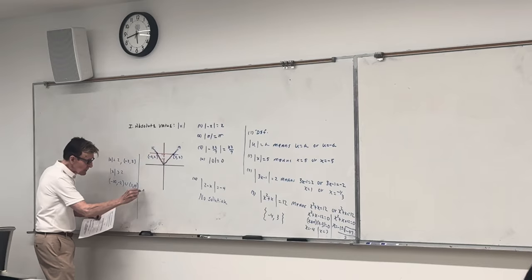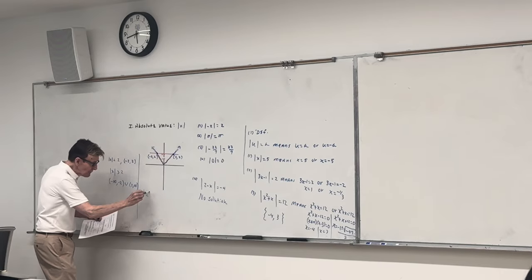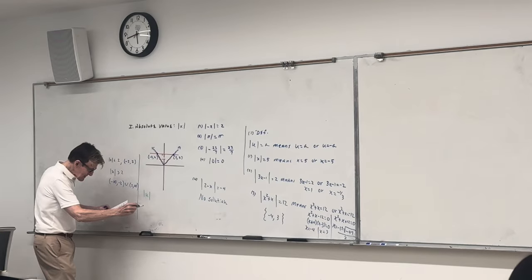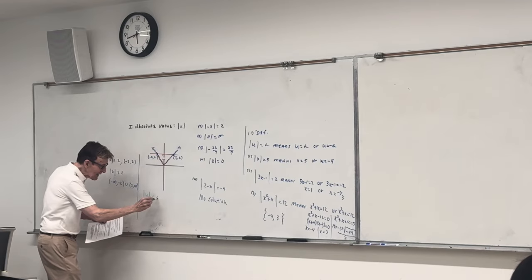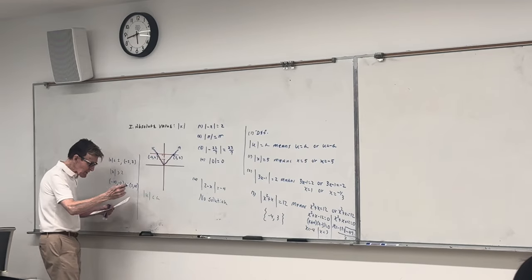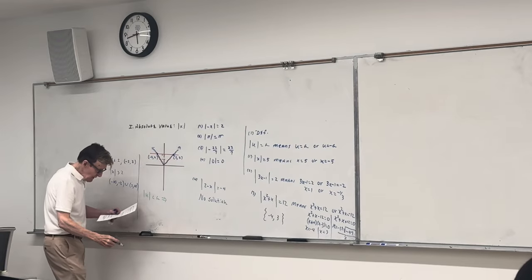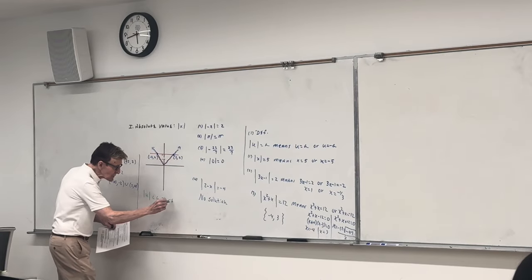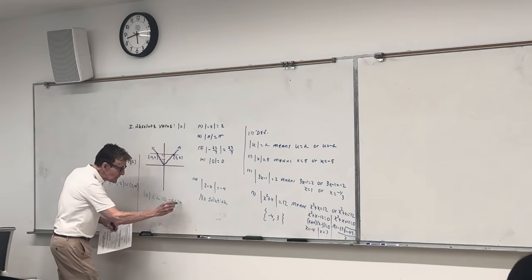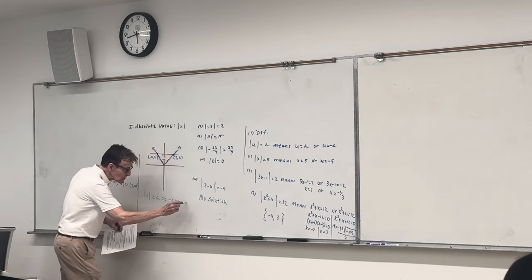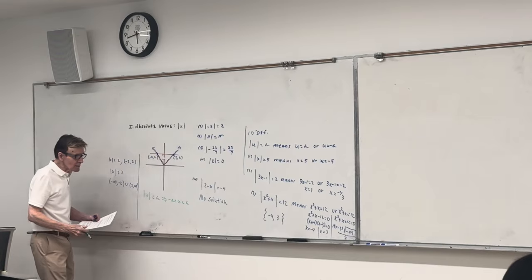The absolute value of, they call it U, is, in this case, less than A. They're saying it's equivalent to, I'll do it like this, U must fall between negative A and positive A.